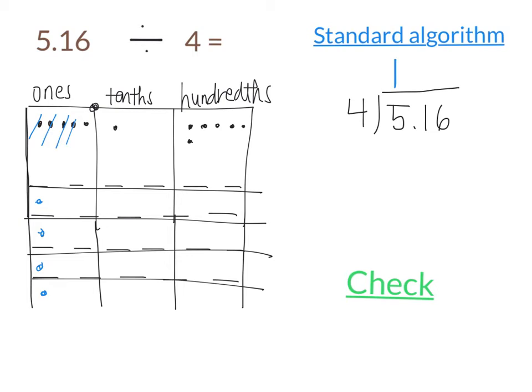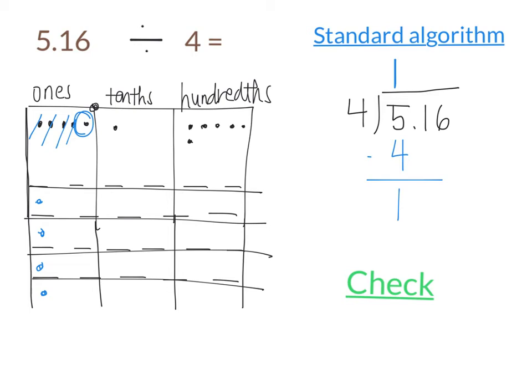When we gave 1 to each group, how many ones did we use up? 4. That's the same thing as 1 times 4. So right there we used up 4. When we used up 4, how many were left? 1. Do you see how there's 1 left now?